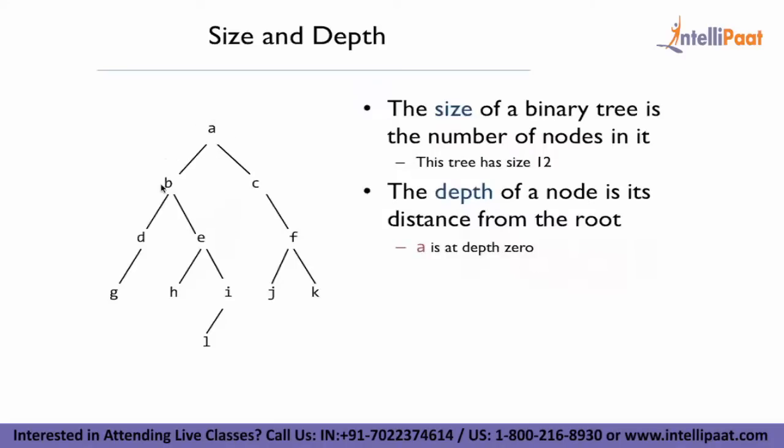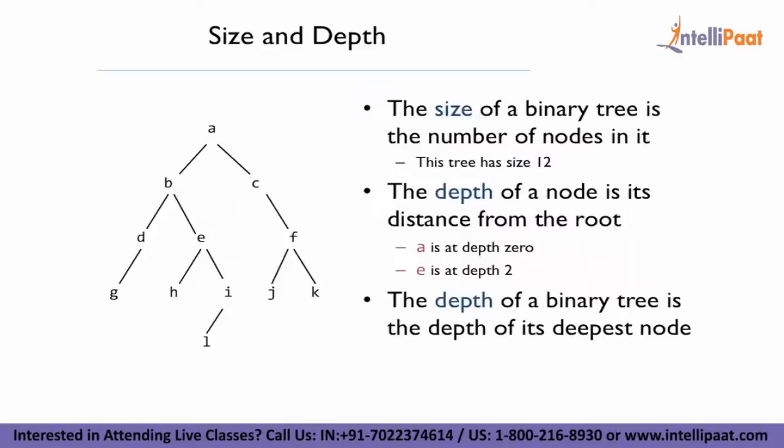B is at distance 1. C is also at distance 1. E is at distance 2. H is at distance 3. So E is at depth 2: 0, 1, 2. This is the second depth. Also you can say it is the number of hops you need to do while reaching a particular node from A, the root. So if you want to reach E, how many hops do you have to do? 1 and 2. So 2 hops. So the number of hops equals the depth of a particular node.